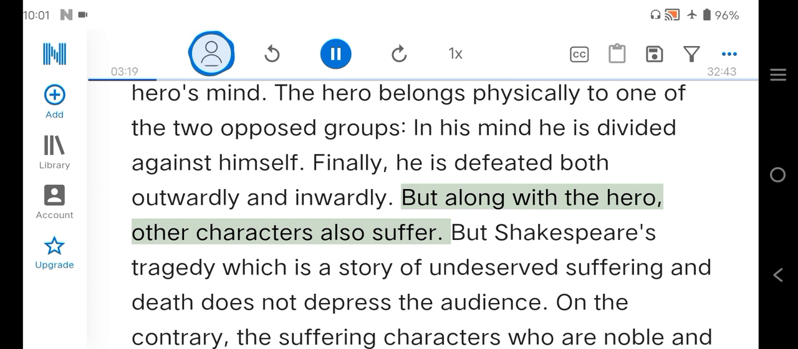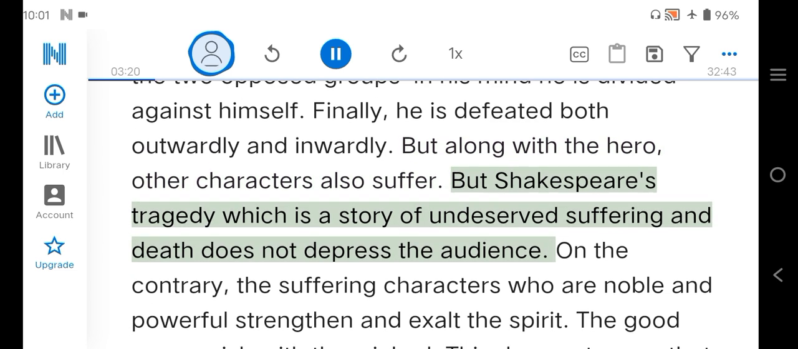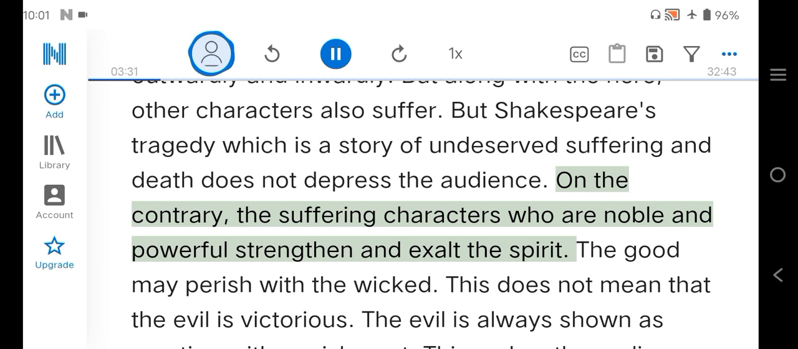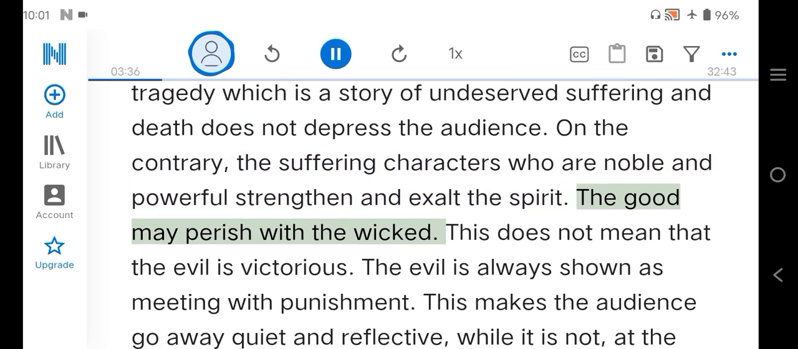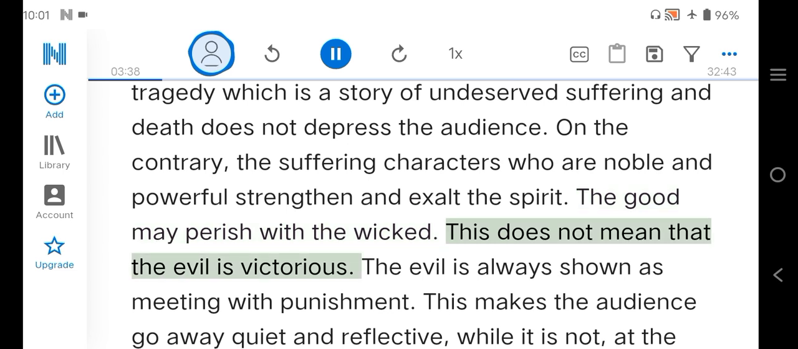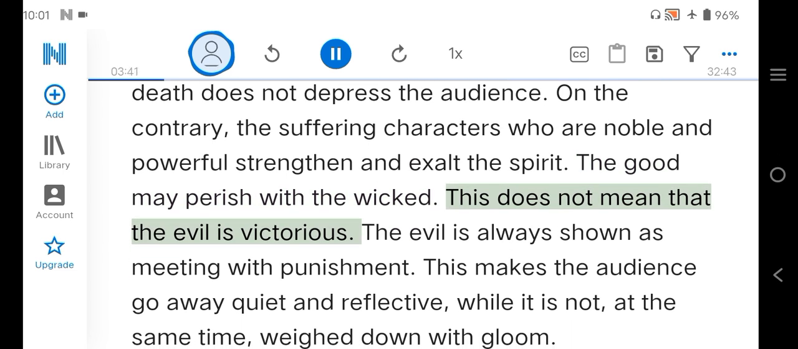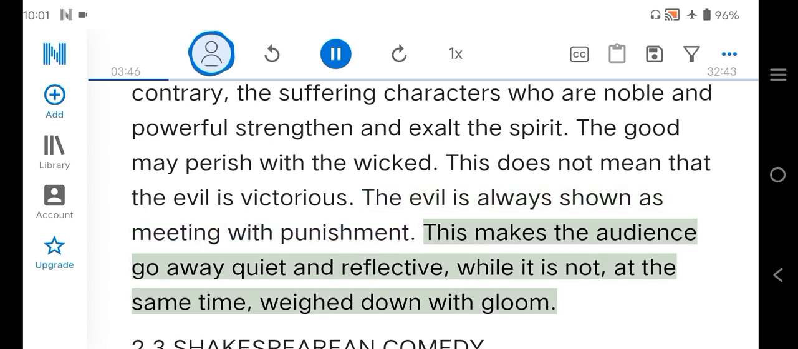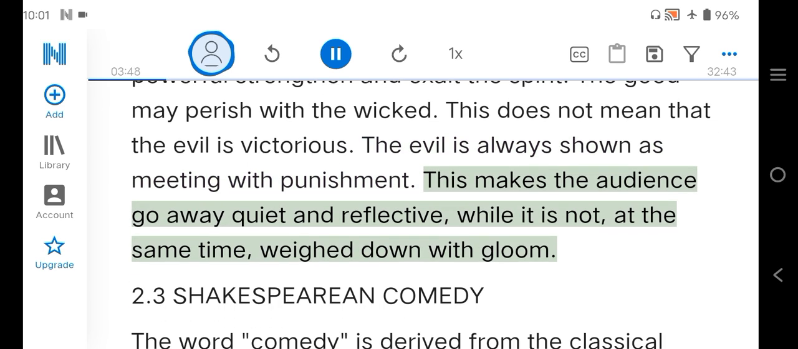But along with the hero, other characters also suffer. But Shakespeare's tragedy, which is a story of undeserved suffering and death, does not depress the audience. On the contrary, the suffering characters who are noble and powerful strengthen and exalt the spirit. The good may perish with the wicked. This does not mean that the evil is victorious. The evil is always shown as meeting with punishment. This makes the audience go away quiet and reflective, while it is not, at the same time, weighed down with gloom.